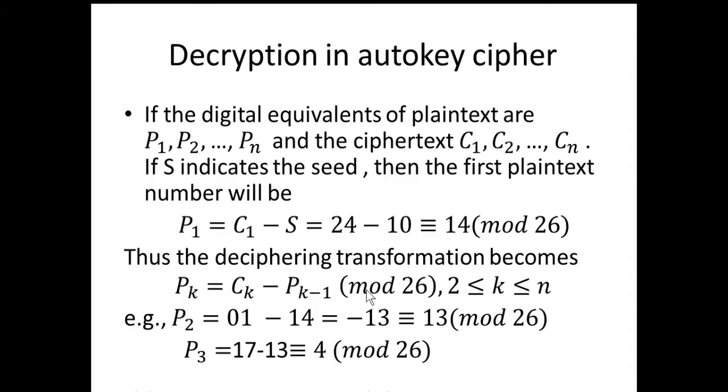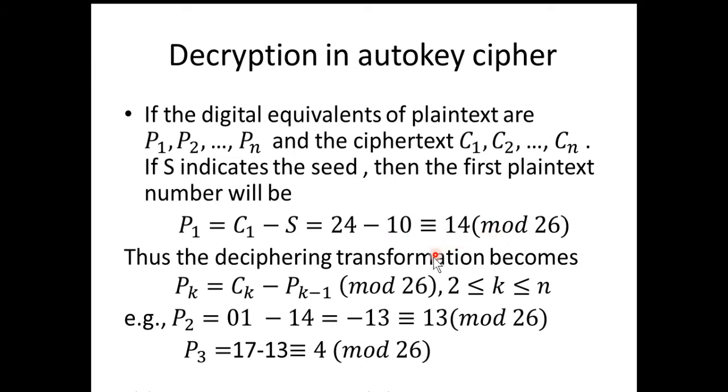So how do we decrypt in autokey cipher? If the numerical equivalents of plain text are P1, P2, ..., Pn and ciphertext C1, C2, ..., Cn, and if S indicates the seed, then the first plain text number will be P1 is equal to C1 minus S, the seed. So here it was K, so 24 minus 10, that is 14, mod 26.